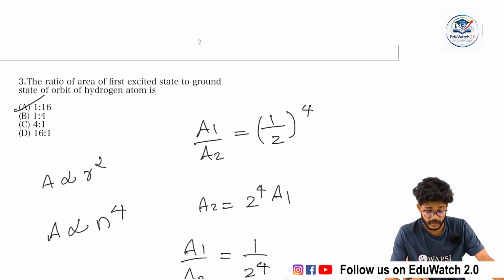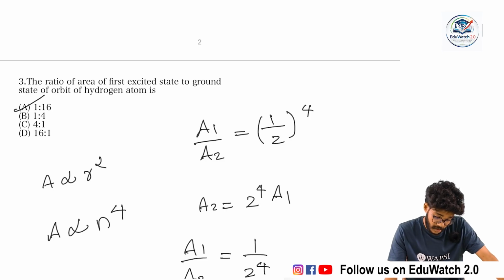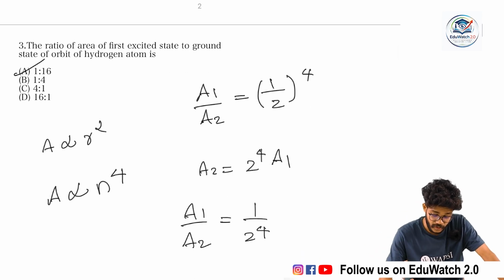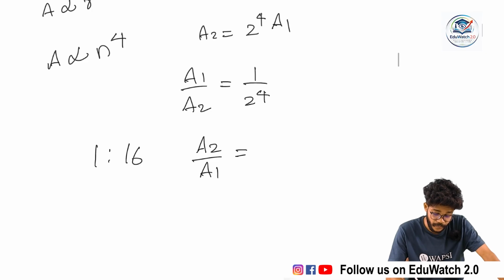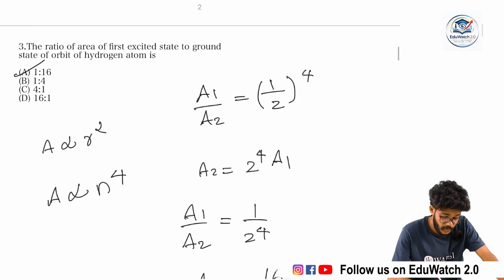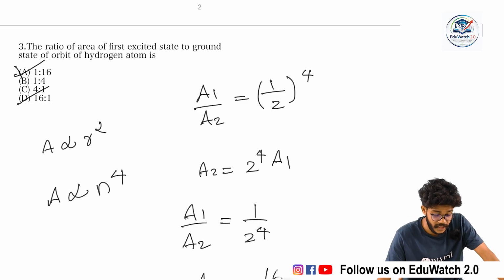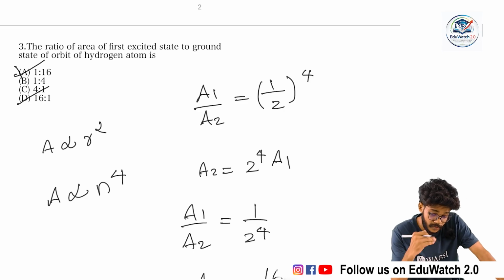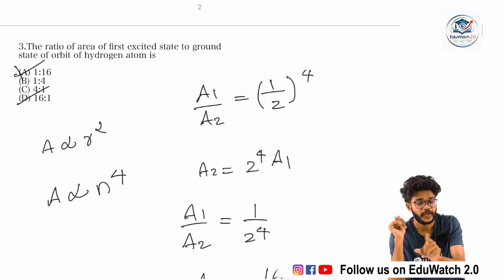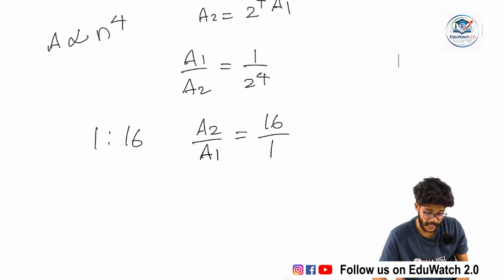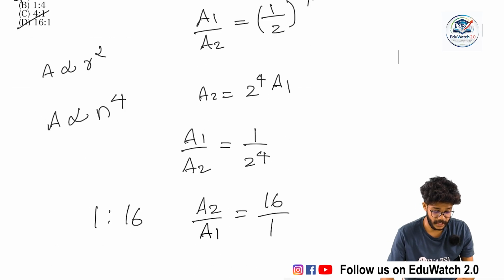Okay, but the question asks for the area of the first excited state, so the area of the first excited state is to be calculated. So actually they are asking a2 by a1, which is equal to 16 by 1. That means 16 is to 1 is the correct answer, and option A is wrong. 1 is to 16 is incorrect, because they are asking the ratio for the first excited state. So the upper side will be the area contributed by n equal to 2, and the lower is the area contributed by n equal to 1. Okay, so a2 by a1 is 16 by 1, which is option D, the correct answer.